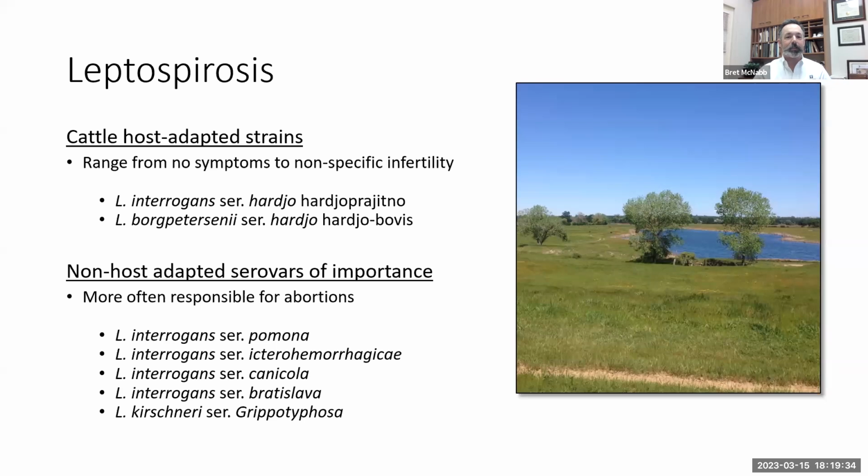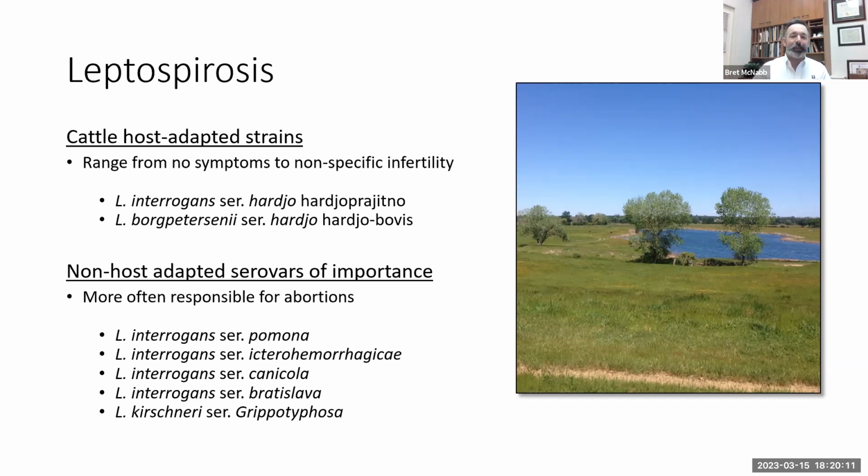So you'll often hear these discussed in terms of Hardjo-prajitno, or Hardjo-bovis, which are right here. Hardjo-bovis is the cattle host-adapted strain that we see most commonly in the United States. And that's the one that we're going to talk about when we talk about Hardjo. The non-host adapted serovars are from other species. So whether it's most commonly wildlife, wild pigs, sometimes dogs, most of the time it's various wildlife species that are shedding these because they're their own host-adapted strains.